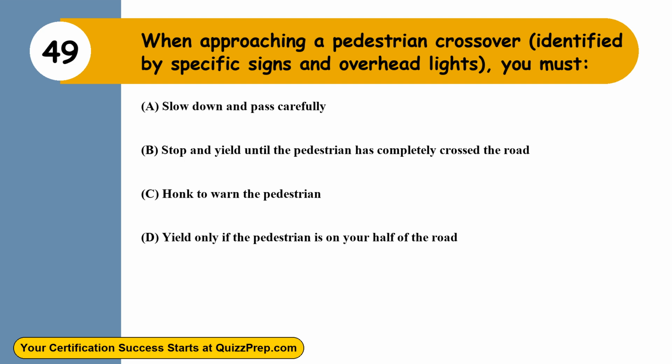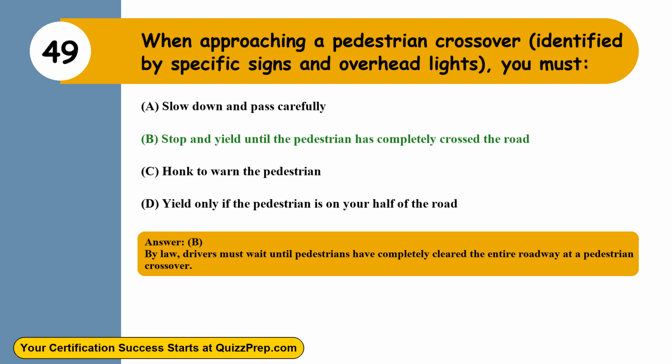Option D, yield only if the pedestrian is on your half of the road. The correct answer is option B. Stop and yield until the pedestrian has completely crossed the road. By law, drivers must wait until pedestrians have completely cleared the entire roadway at a pedestrian crossover.